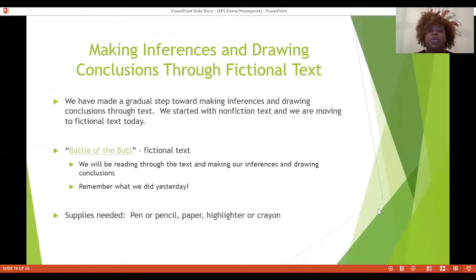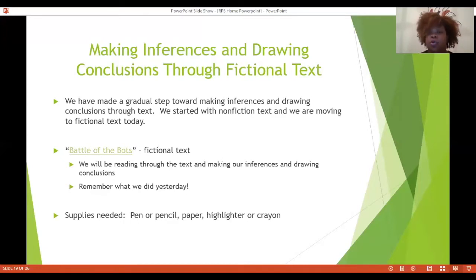All right. So we have been gradually moving, taking steps and making inferences and drawing conclusions through text. We started with the nonfiction, and then you did fiction for homework, and we're going to move to fiction during the class today. Our lesson is Battle of the Bots, and we'll be reading through the text and making inferences and drawing conclusions. We remember what we did yesterday, detectives, because that will help.